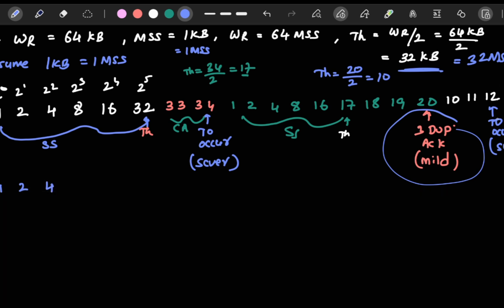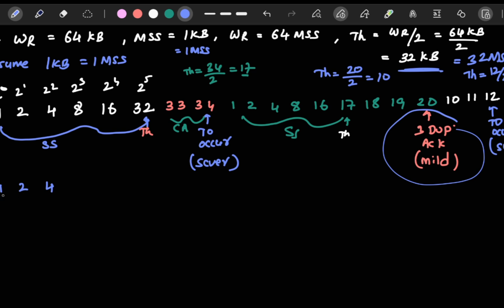Okay, so sorry, whenever the timer occurs, it will calculate the new threshold also. I forgot that part. The new threshold will be what? 6. Right, the new threshold will be 12 divided by 2. The current congestion window size is 12, so it will be 12 divided by 2, which is 6. It will start a slow start phase and grow exponentially till 6.